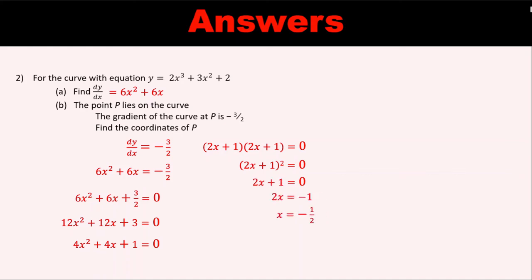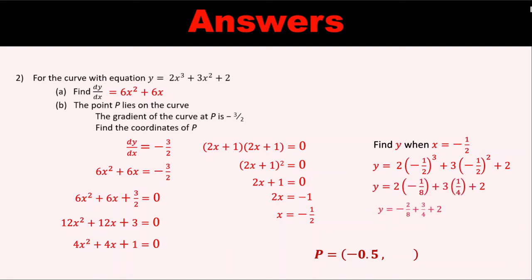x is -1/2, which means point P must be where x is equal to -1/2, and y, well, I use the original equation for y for this. y is equal to 2x cubed plus 3x squared plus 2, where x is equal to -1/2. So that works through to be 2.5. P is the coordinate (-0.5, 2.5).